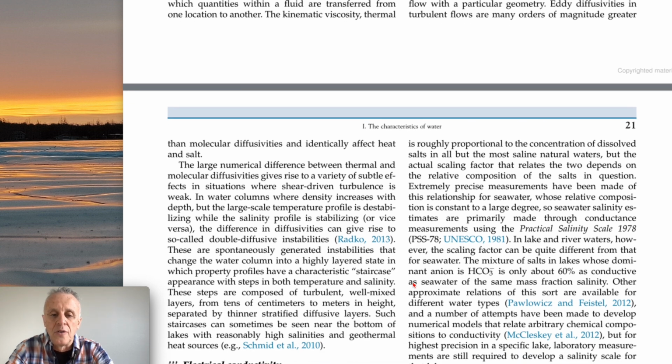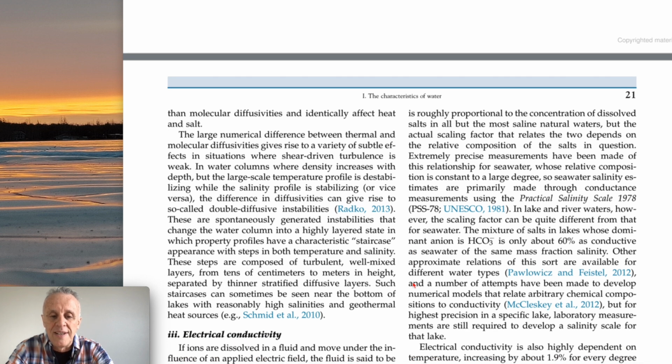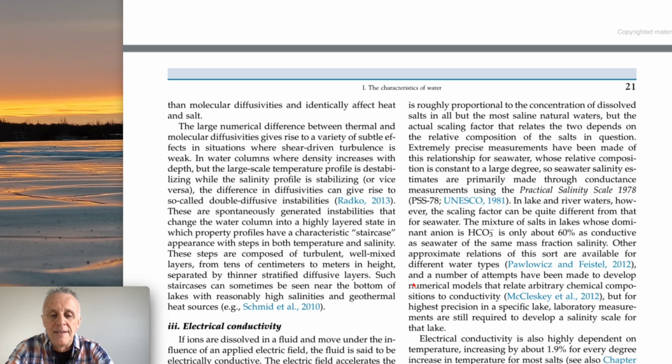The larger numerical difference between thermal and molecular diffusivities gives rise to a variety of subtle effects in situations where shear-driven turbulence is weak, in water columns where density increases with depth, but the large-scale temperature profile is destabilizing while the salinity profile is stabilizing. The difference in diffusivities can give rise to the so-called double diffusive instabilities. These are spontaneously generated instabilities that change the water column into a highly layered state in which property profiles have a characteristic staircase appearance with steps in both temperature and salinity.